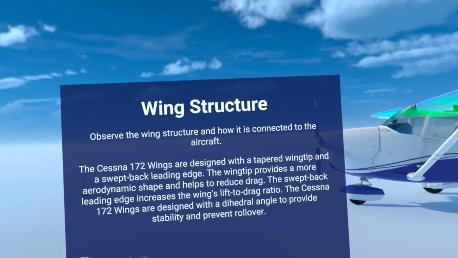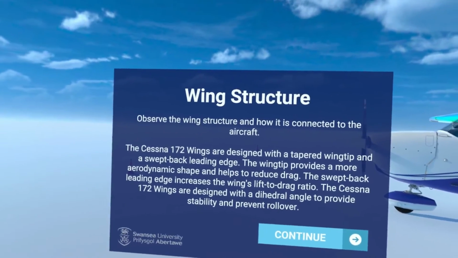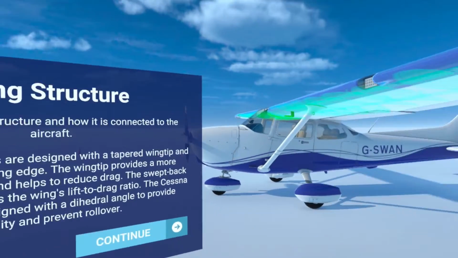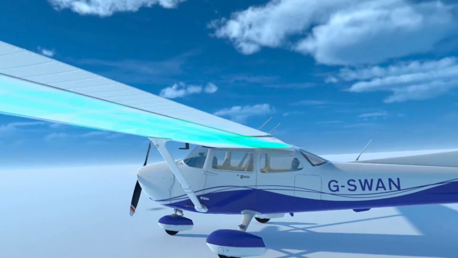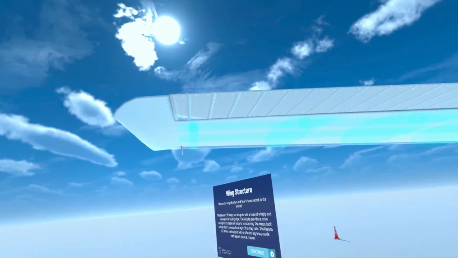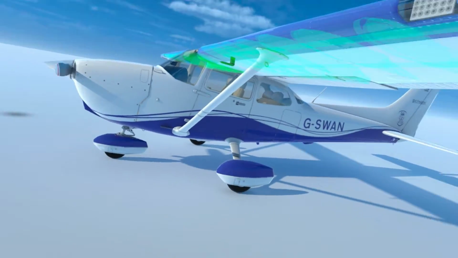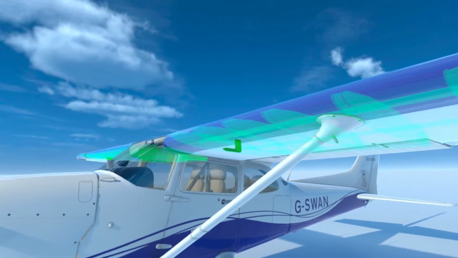The Cessna 172 wings are designed with a tapered wingtip and a swept back leading edge. The wingtip provides a more aerodynamic shape and helps to reduce drag. The swept back leading edge increases the wing's lift to drag ratio. The wings are designed with a dihedral angle to provide stability and prevent rollover.